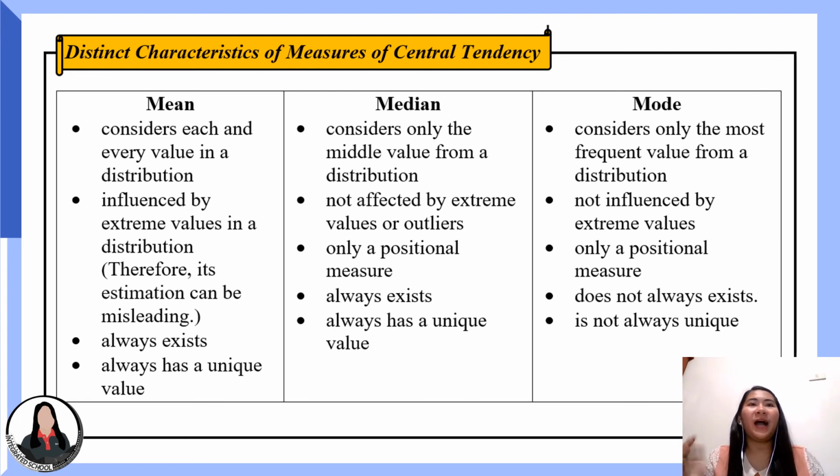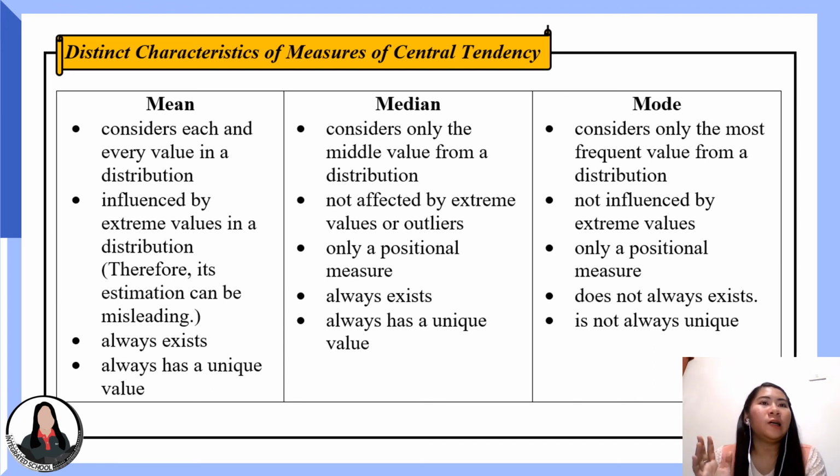Next. Paano sila na-aapektuhan ng outliers or extreme values? Okay, so for the mean, it is highly influenced by the extreme values in a distribution. Therefore, its estimation can be misleading. Diba? Kagaya nga na na-discuss natin last lesson, hindi advisable gamitin si mean kapag mayroong mga extreme values. So, alin ang pinaka-okay na gamitin kapag may extreme values? That is the median. Kasi that is not affected by the extreme values or outliers. Same is true with the mode. It's not influenced by extreme values. Yun nga lang, mas reliable si median kaysa kay mode pagdating sa extreme values.